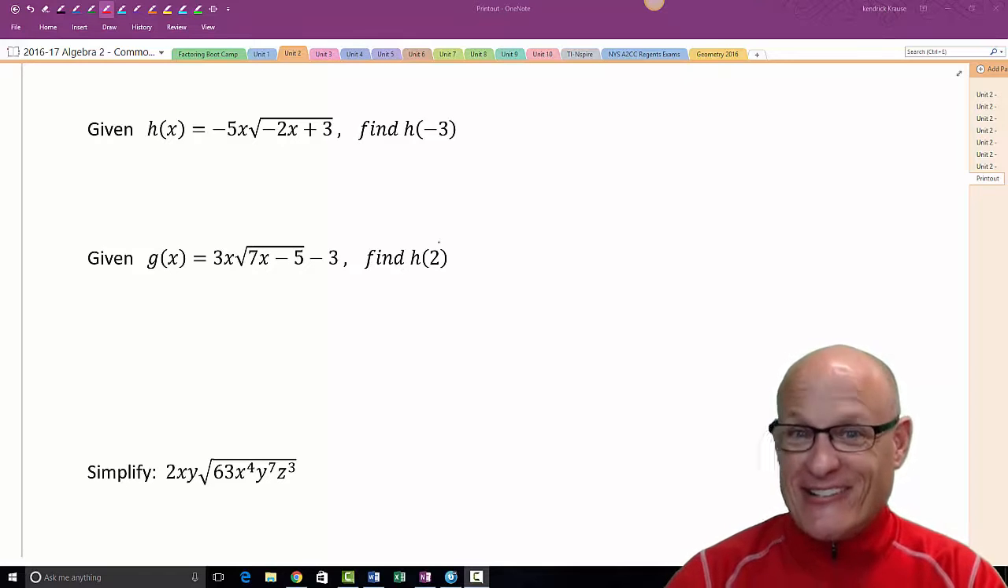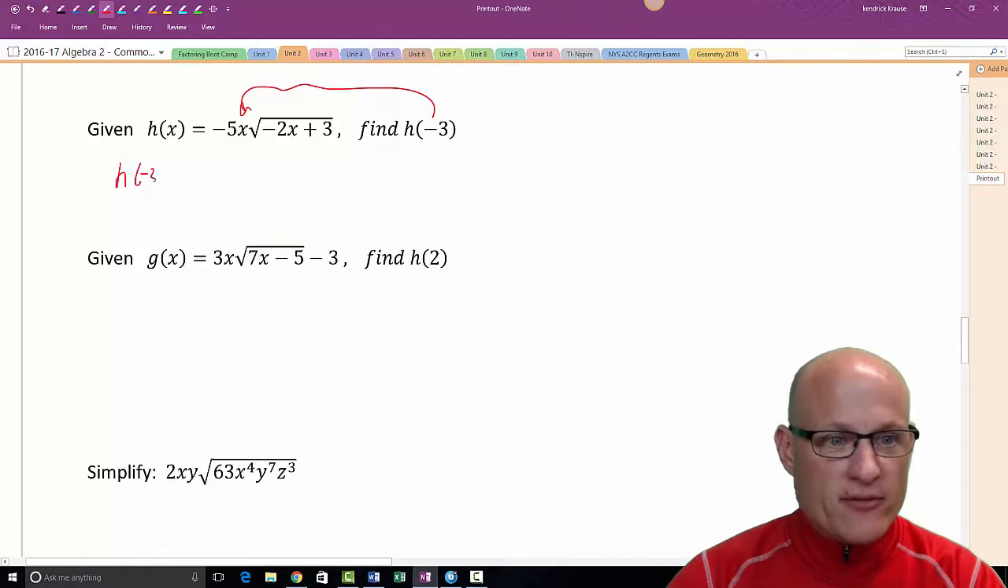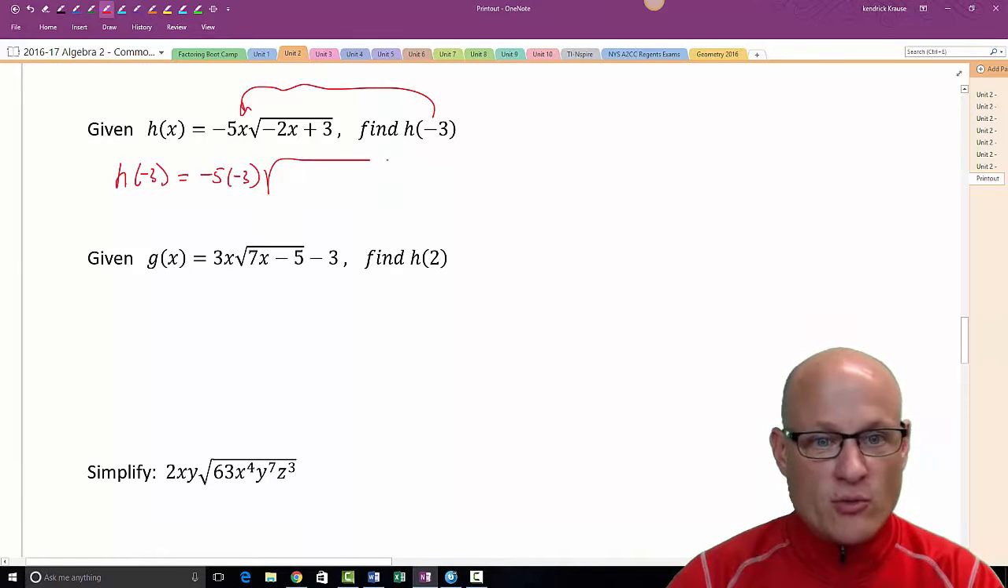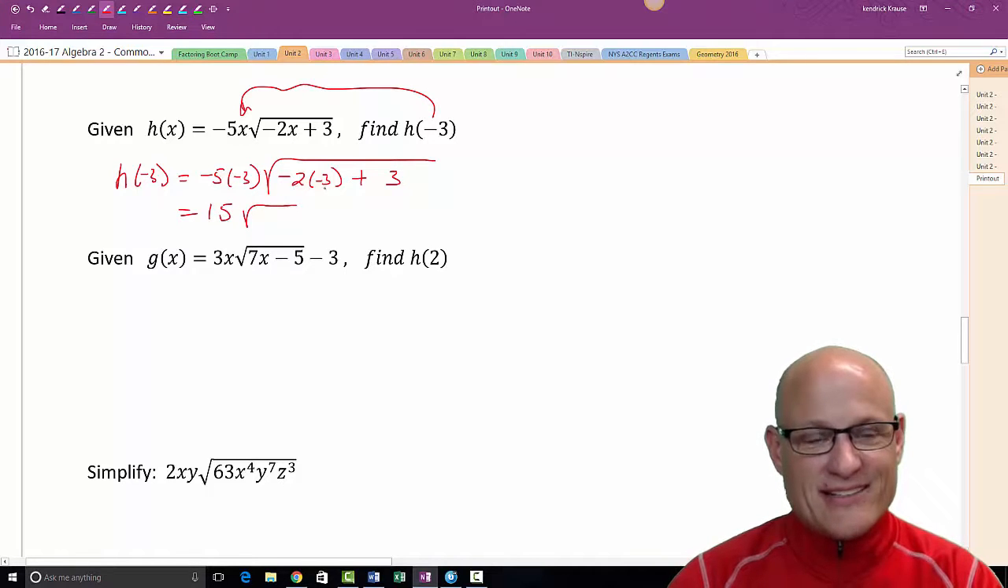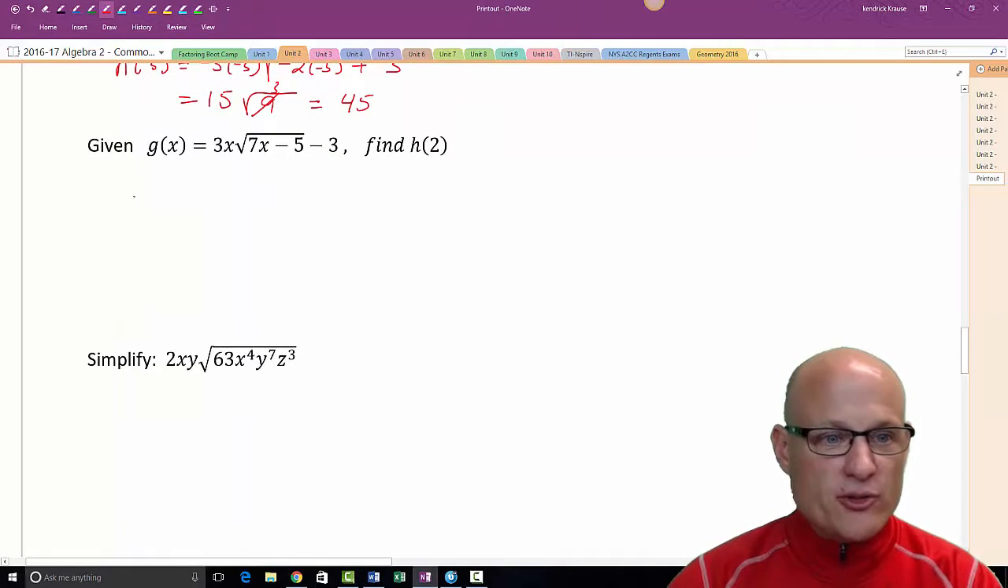I hope you guys are getting some good screenshots. Yes. All right, so we're just going to plug in -3. We're going to plug it in for x. So really what I want is h of -3 is equal to -5 times -3 square roots of -2 times -3 plus 3. So this is positive 15 square roots of, let's see, that's 6 plus 3, which is 9. And so this is really 3, so my answer is 45. Done.